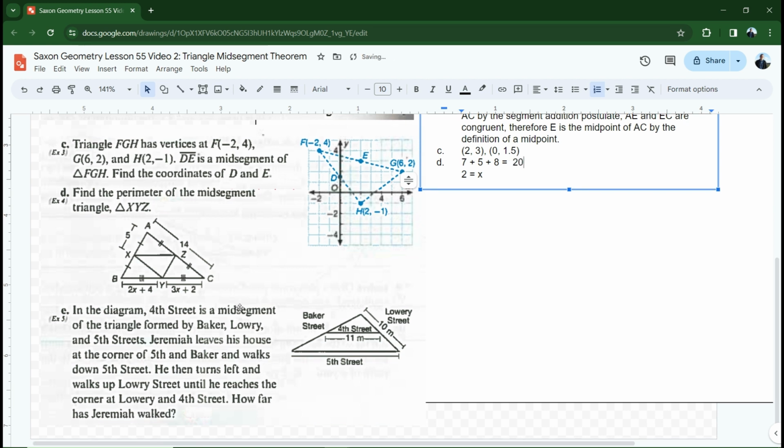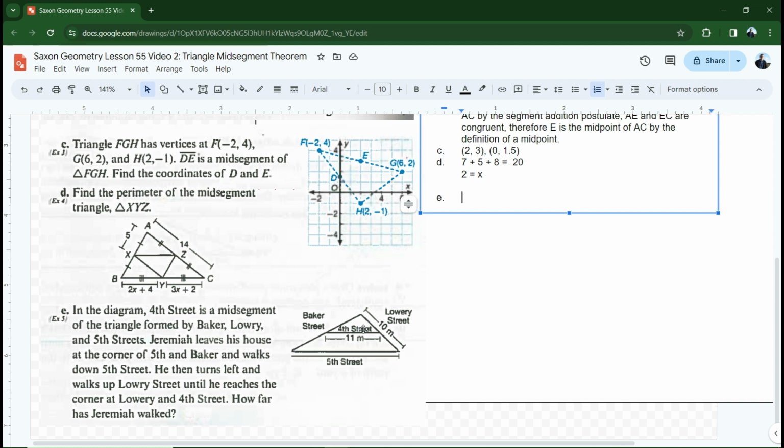And then lastly, in the diagram, 4th Street. Okay, this one you just basically have to keep track of what we're talking about. 4th Street is a midsegment of the triangle formed by Baker, Lowry, and 5th Streets. Jeremiah leaves his house at the corner of 5th and Baker, so he's leaving here. He walks down 5th Street, turns left, and walks up Lowry Street until he reaches the corner of Lowry and 4th Street. How far has Jeremiah walked?